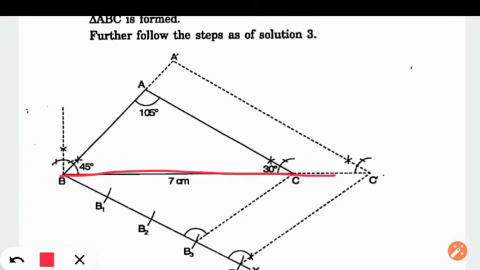So BC is drawn. Now at the point B, draw angle 45 degree, because angle 45 degree is given at the point B. And I think you all know how to draw 45 degree. 45 degree is actually half of 90 degree. So first draw 90 degree, and you know how to draw 90 degree.